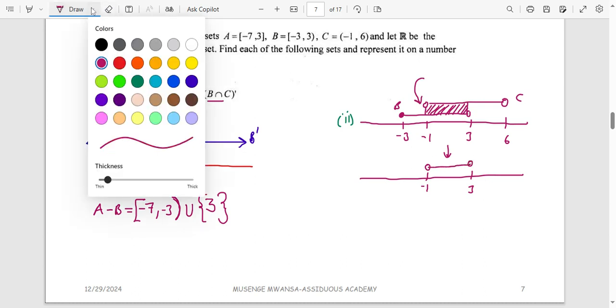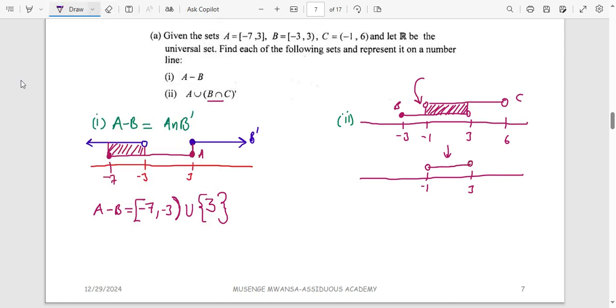Now I want where these are going to be outside. Okay, we want the complement of B intersection C. So here we are going to shade. Here we are also going to shade. We are going to go in this direction. We are also going to go in this direction. So what I've written here is B intersection C complement. So that's this part. Now we want to find the union of this set.